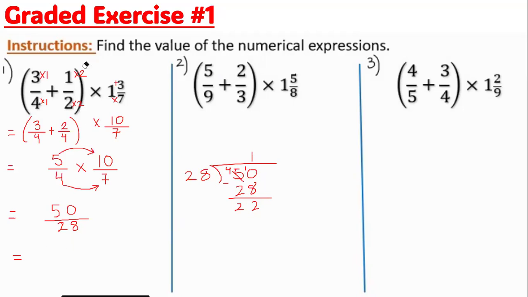So it's going to be 1 and 22 over 28. Again, this is 1 and 22 over 28. Then we divide both top and bottom by what? 2.